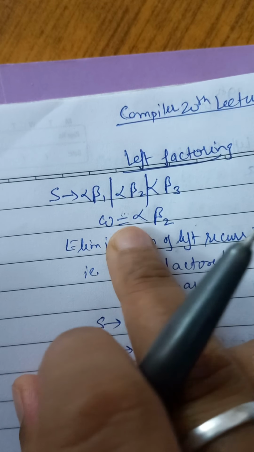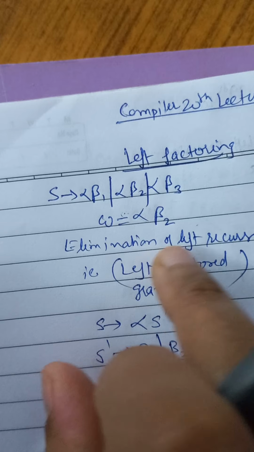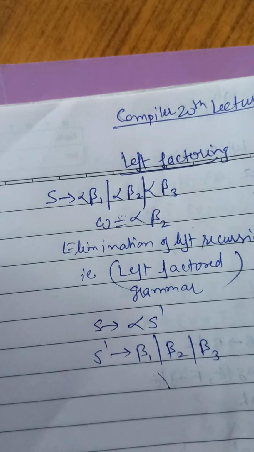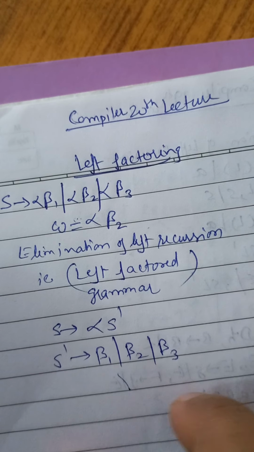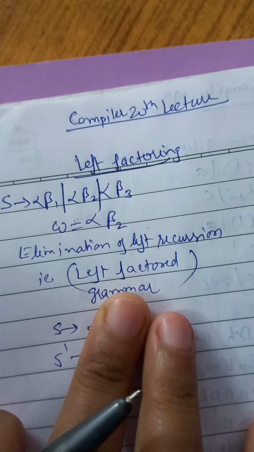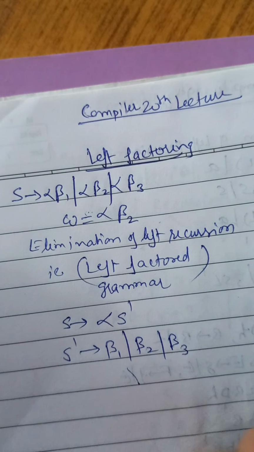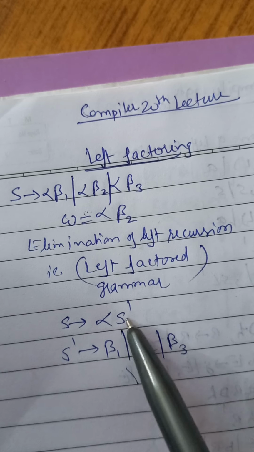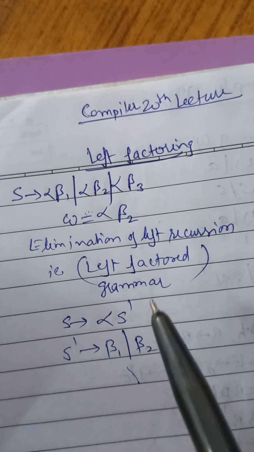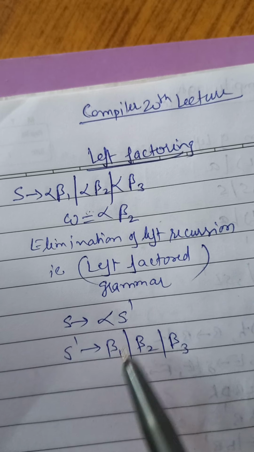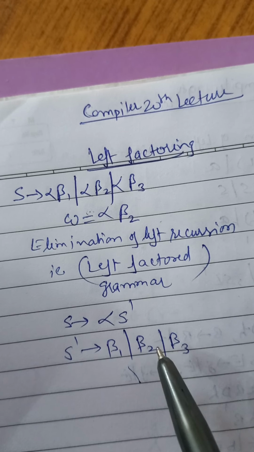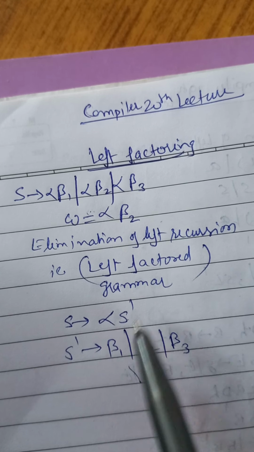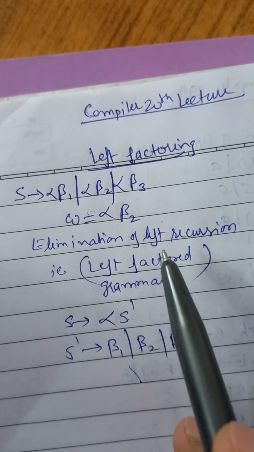So in this kind of string, what is required? Elimination of left recursion. That is called left factored grammar. So what is the solution? Solution is S tends to alpha S dash. Now here we are taking a new variable, S dash, and S dash goes to either beta 1, beta 2, or beta 3. So these are the 3 productions for this new variable S dash. In that way we can eliminate the left recursion.